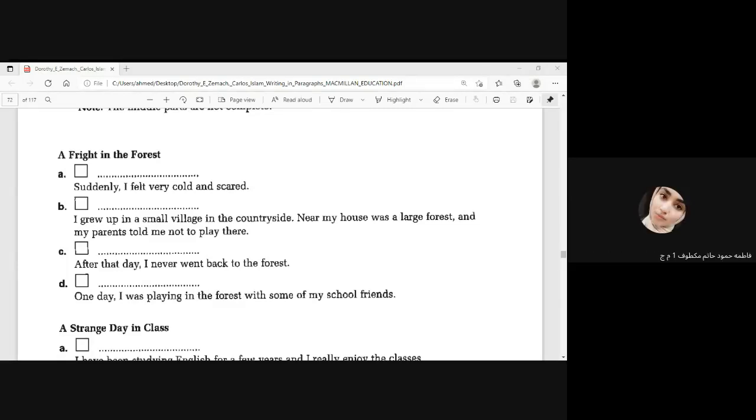Still we are in the first part. Okay. So now which letter do you choose? We still have one choice left in the first part, which is the end of the story. Which part do you choose? What do you think? Let's see. Go, please read it. From the end of the story, after that day, I never went back to the forest. That's correct.